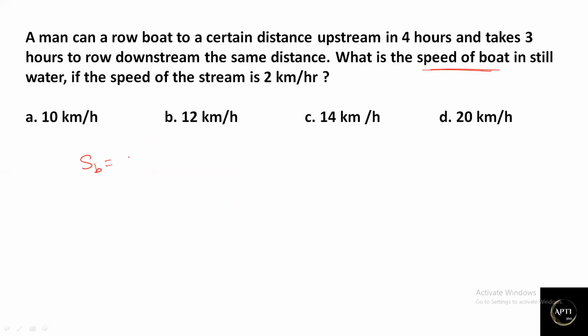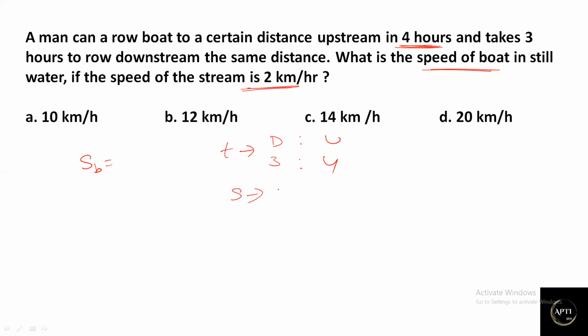Okay, the speed of the boat we need to find, and they have given the speed of the stream. Speed of the stream is 2 km per hour. And if you observe, they have given the upstream and downstream time taken ratio. The timing ratio for downstream to upstream is: downstream will take 3 hours, upstream will take 4 hours. Correct.